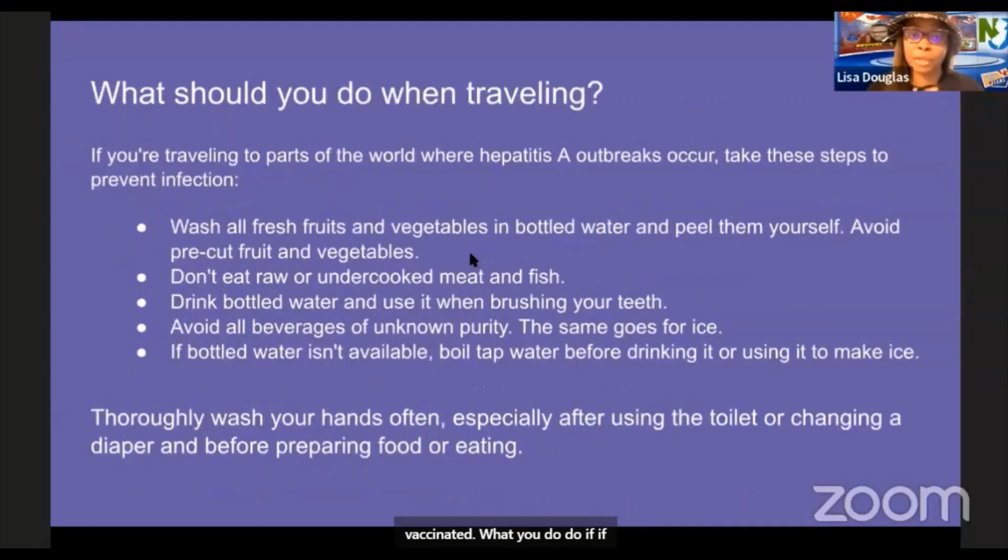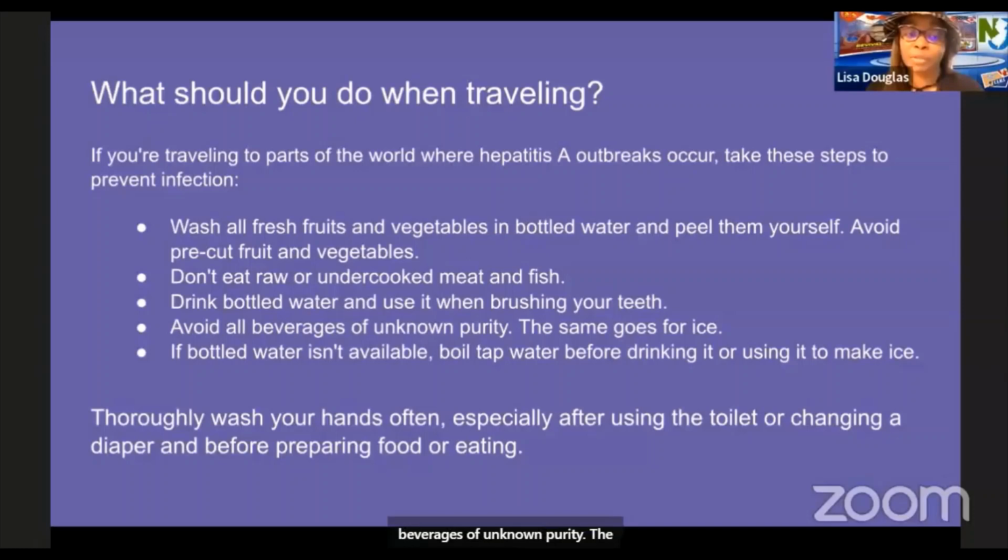What you do whenever you are traveling: if you're traveling to parts of the world where hepatitis A outbreaks occur, take these steps to prevent the infection. Wash all fruits and vegetables in bottled water and peel them yourself. Avoid pre-cut fruit and vegetables. Don't eat raw or undercooked meat and fish. Drink bottled water and use it when brushing your teeth.